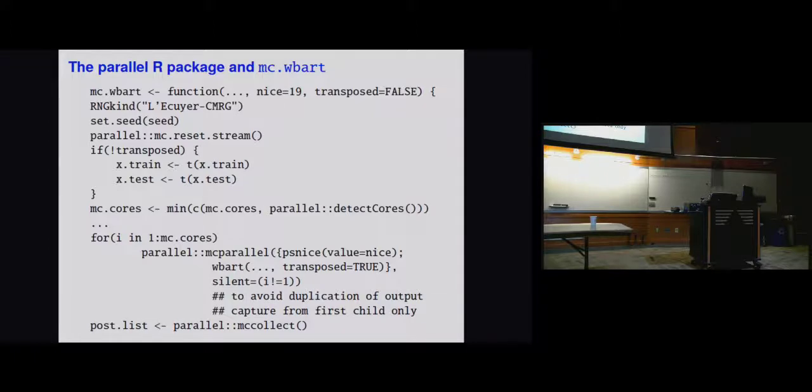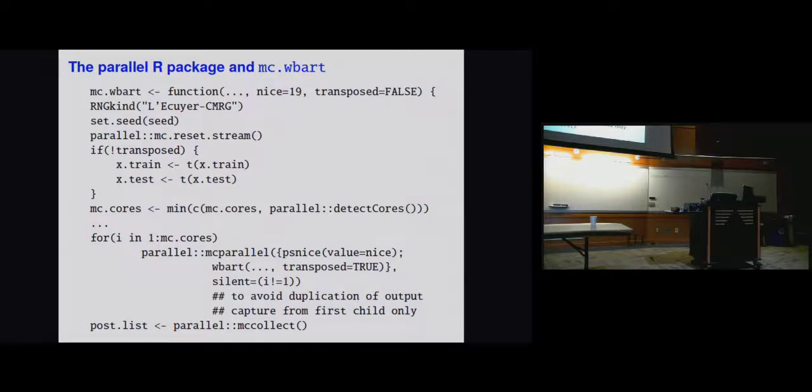So again, the default nice is 19. Transpose is false because we're going to give it a non-transpose matrix, and we're going to transpose them here. Okay. So those are the arguments. You tell it to use liqueur, and then you set the seed, and then you have to call this function mc.resetStream. And once you do that, everything will work out the way you want it to. Okay, so you have one seed that controls the whole job, which is what you want. You don't want to keep track of 20 different seeds. So it's actually more convenient to do this. Not only is it the right thing to do, but it's actually more convenient.